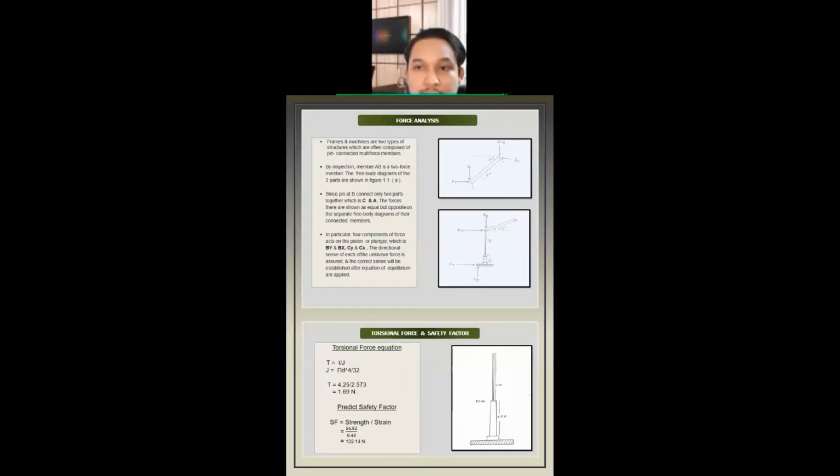Next, we predict the safety factor, which is the formula strength over strain, and the value of strength is 56.82. We divide by the value of strain, which is 0.43, and the final value for the safety factor is 132.14 Newton. Okay, that's all from me. Thank you.